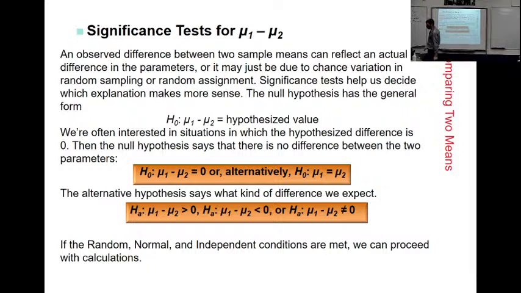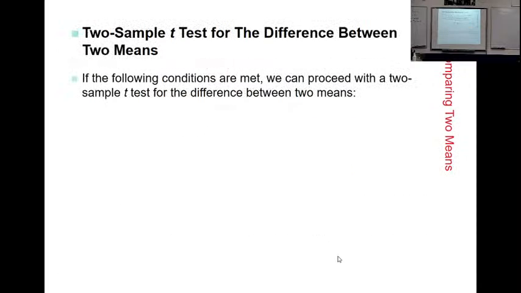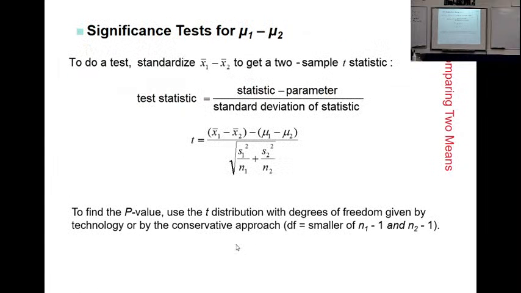Speaking of formulas, there shouldn't be any major surprises in the formula sheet. There shouldn't be any major surprises in the random, normal, and independent conditions. Once again, statistic minus parameter over standard deviation. So remember, this is what you get in your formula sheet, and you have to put in these pieces. The mean difference of the statistic minus the mean difference of the parameter, which was usually 0, because that's usually our null hypothesis, over standard deviation.